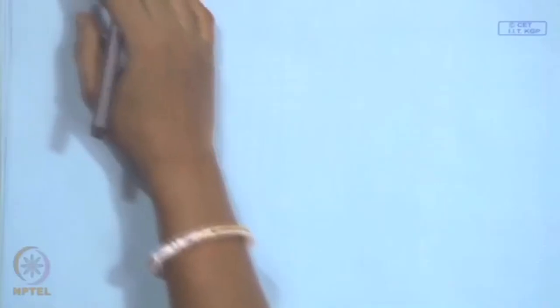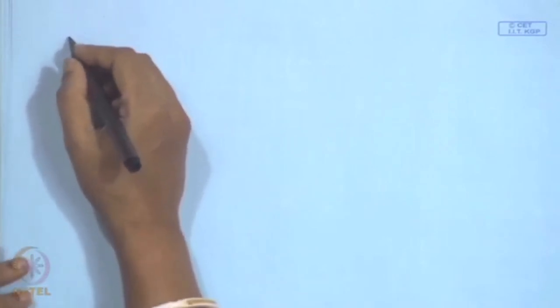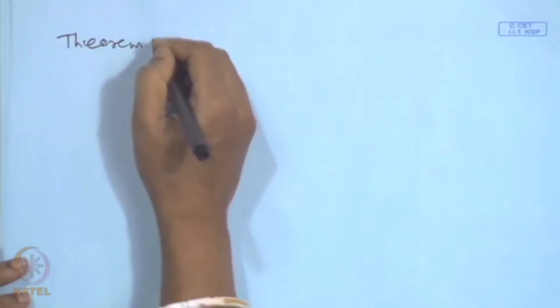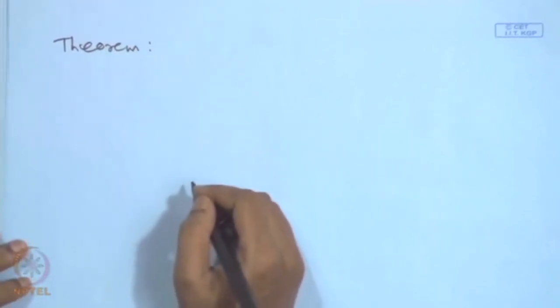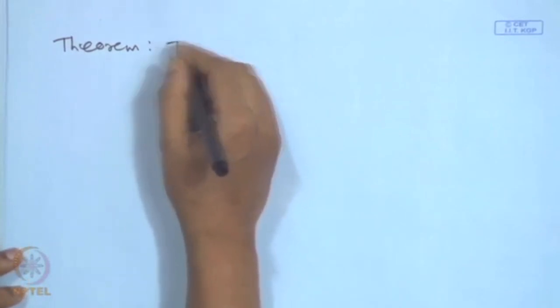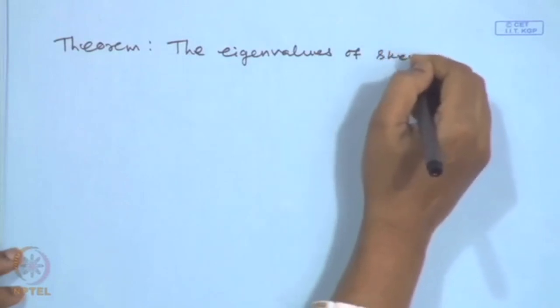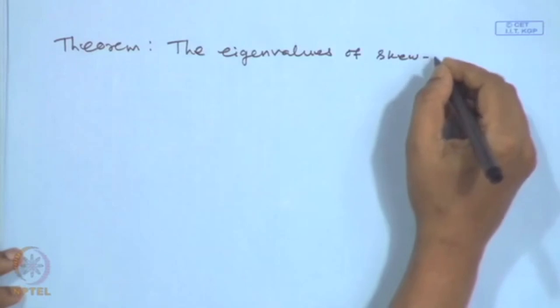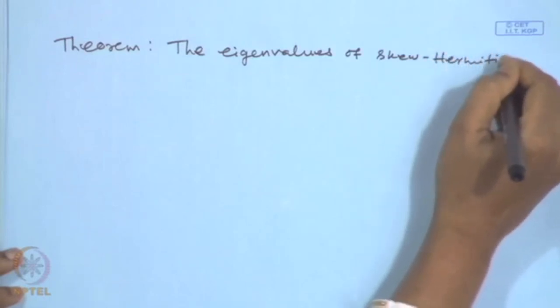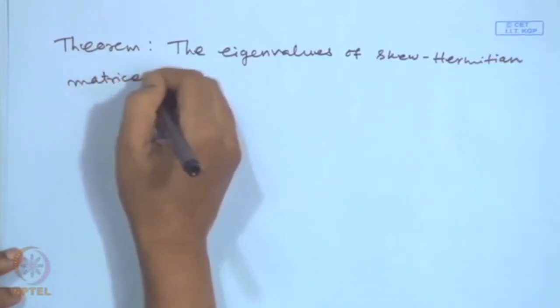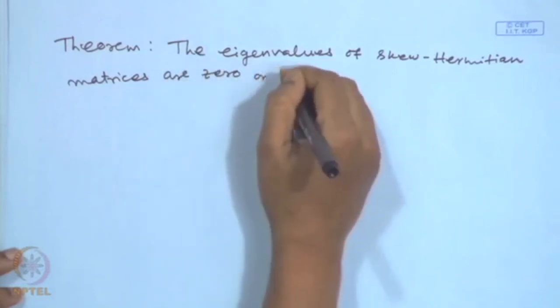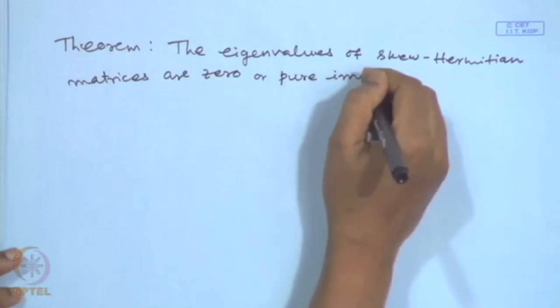Next, since we are discussing the nature of eigenvalues of Hermitian matrices, here we can also see the nature of eigenvalues of skew Hermitian matrices. So the theorem says: the eigenvalues of skew Hermitian matrices are 0 or pure imaginary, purely imaginary numbers.